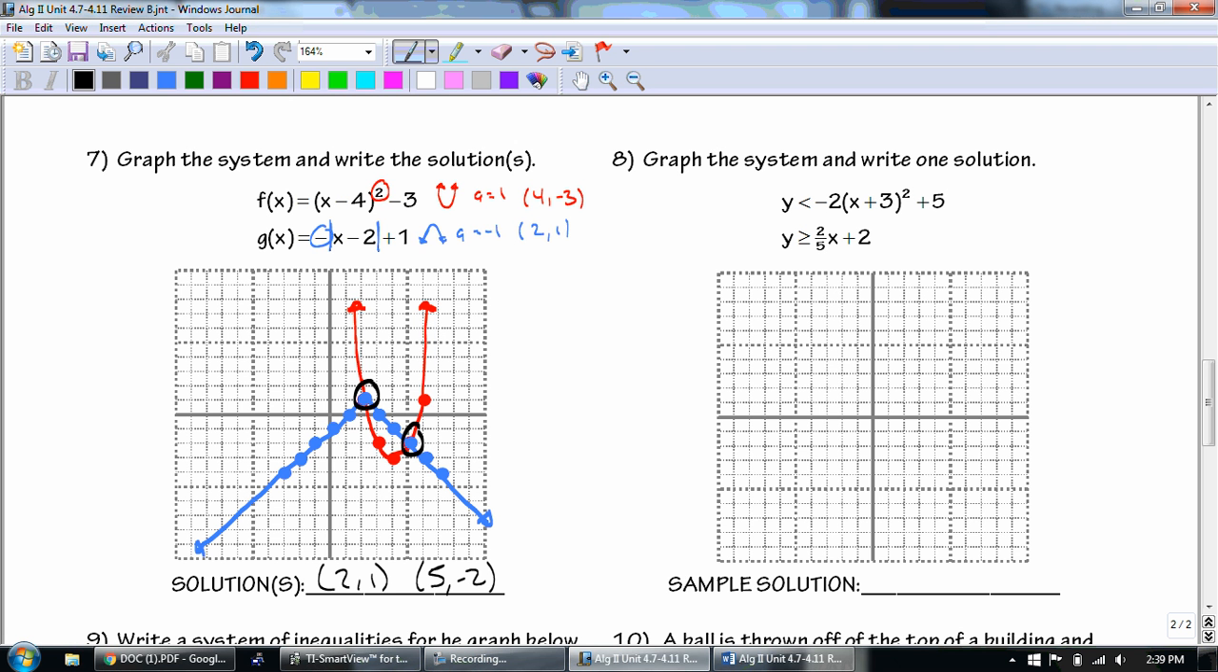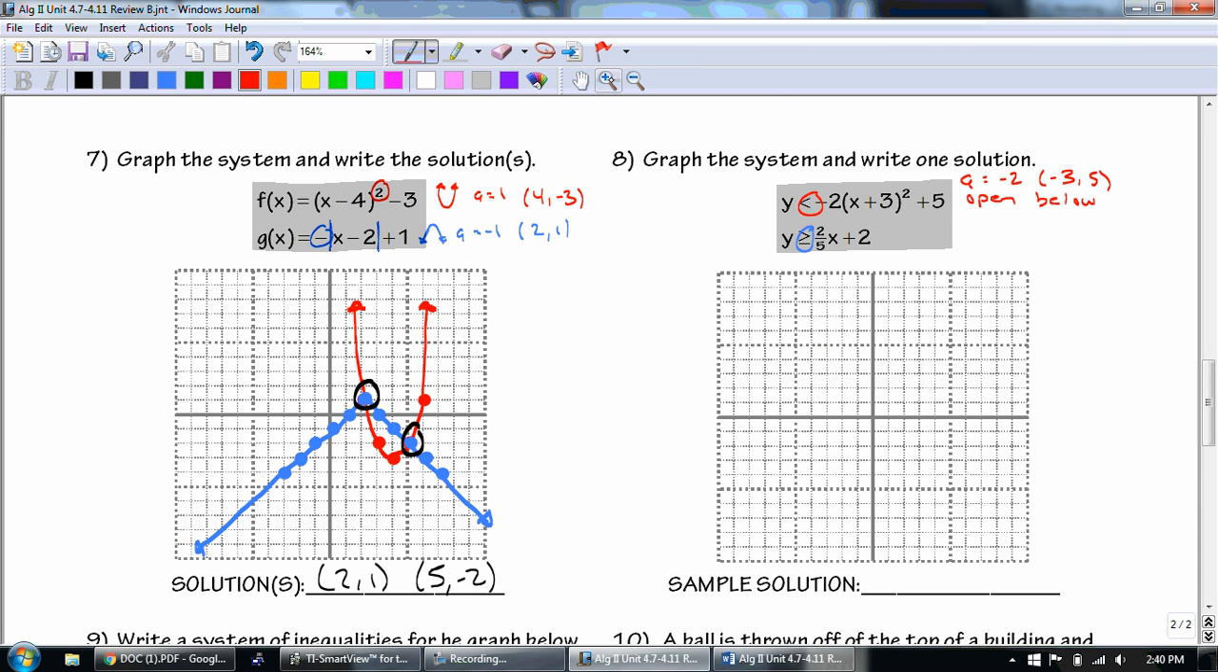All right, number 8. Now, number 8 is going to be different because with number 8, we have inequalities. Okay, so inequalities means we're going to be doing the shading. All right, so we ask ourselves the same thing. We need to know what the pattern is, what the vertex is, and then this is going to be open, and it's less than, so that means I'm going to shade below.